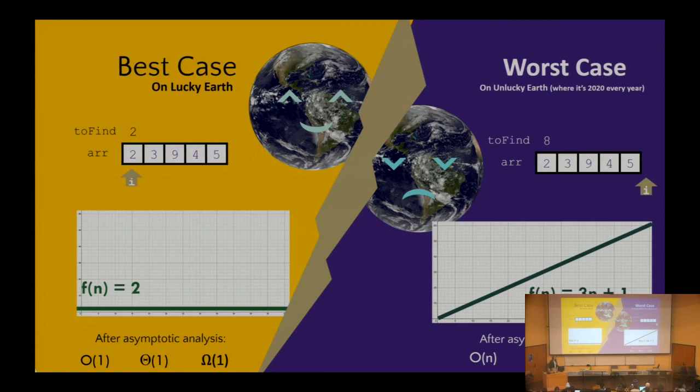Any questions on that structure, that idea of best case, worst case in this context? Yeah, sure.